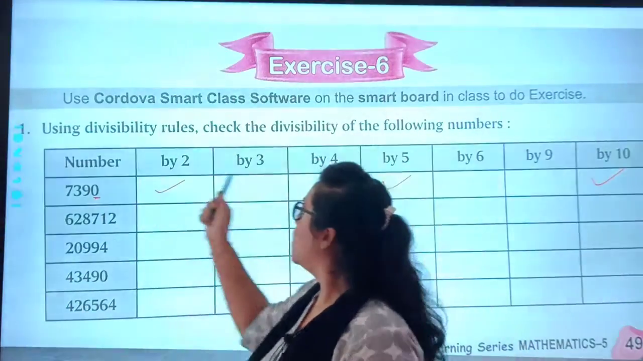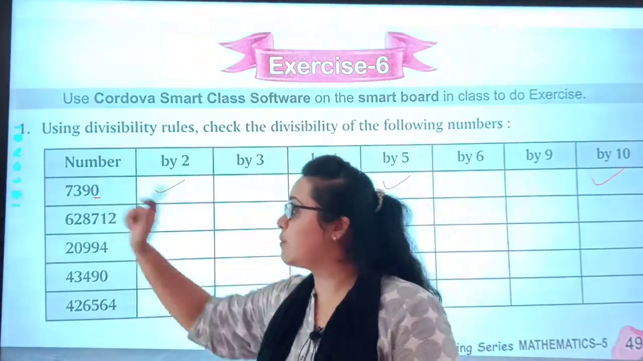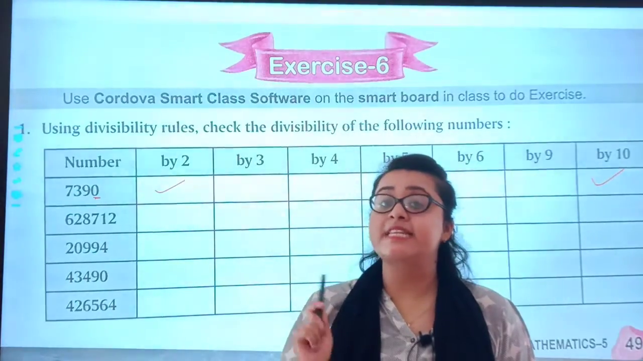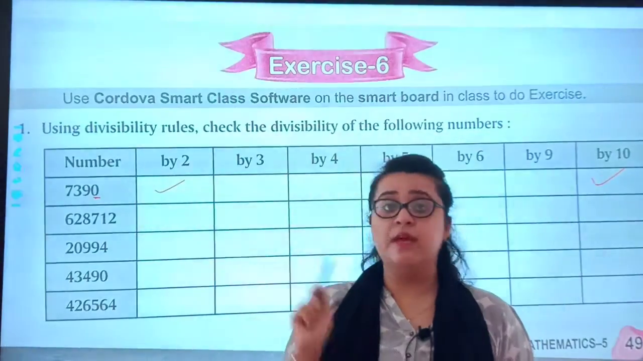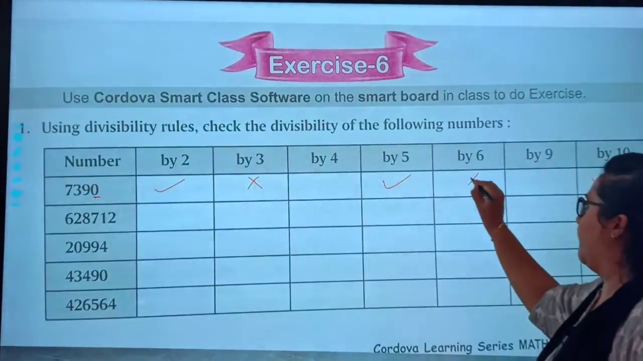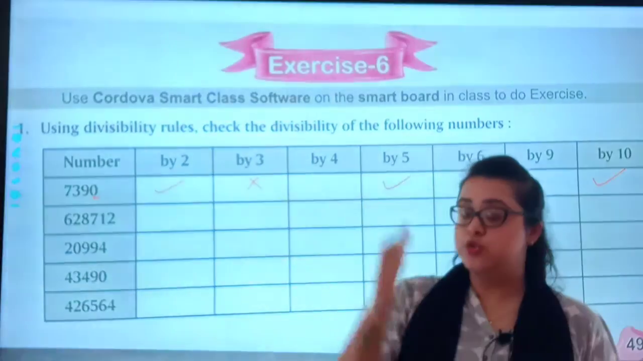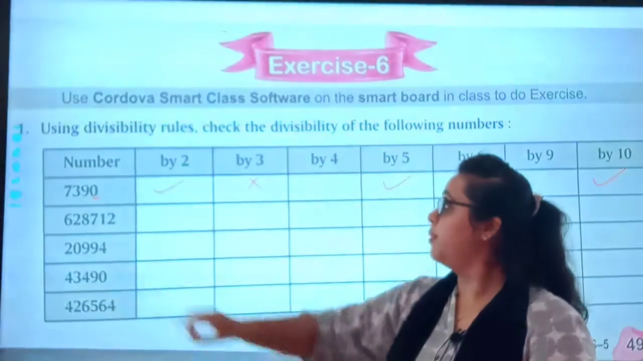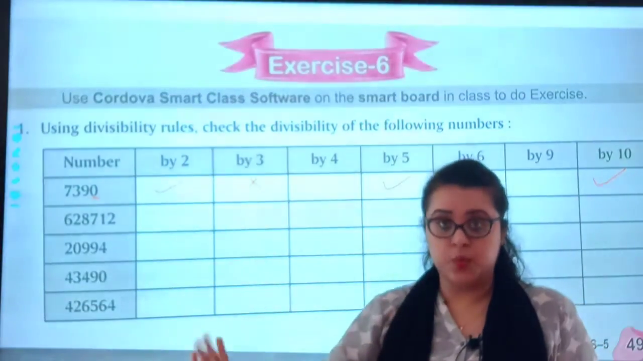Now it comes to the divisibility of 3. For divisibility of 3, what did I have to do? I had to add all of these. 7 plus 3, 10 plus 9, 19. Is 19 divisible by 3? No. So 3 said no, so 6 will also be no, because the condition of 6 was that 2 and 3, if both say yes then it is yes, otherwise wrong. 2 says yes but 3 says no, then no.